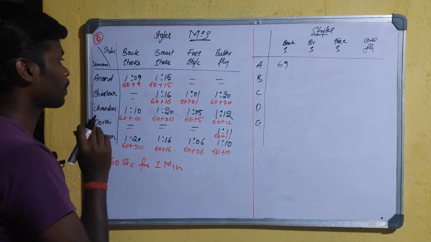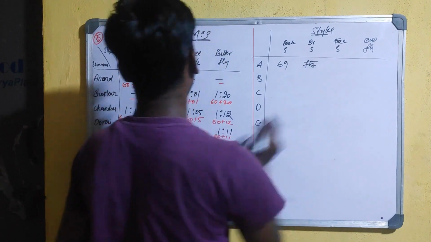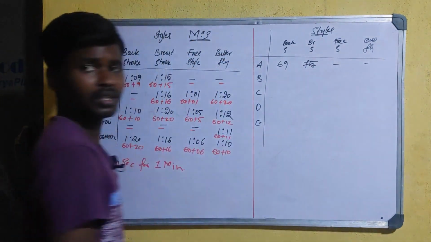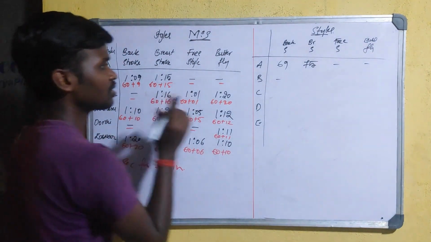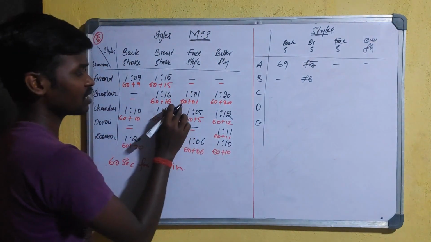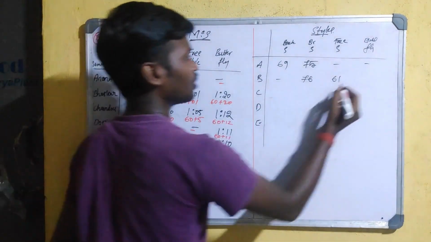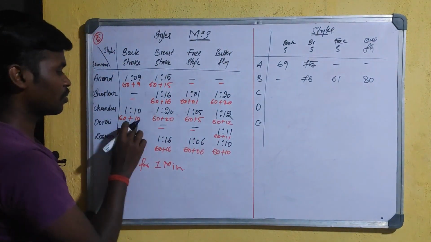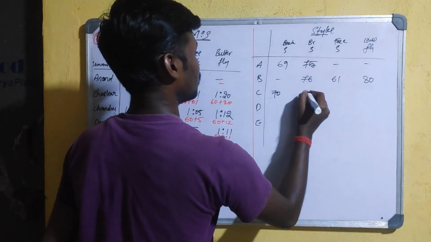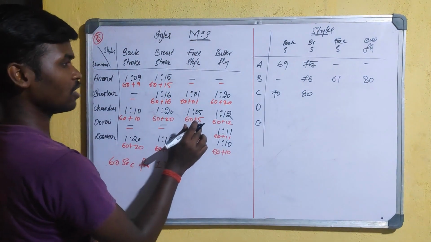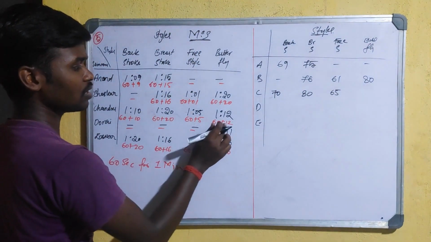69 seconds totally. Okay, next 60 plus 15, 60, 70, 75, so 75. Here we have to prohibit the cells. Next, see, next 60 plus 16, 60, 70, 76, so 76. Next 60 plus 1, 61 seconds. Next 60 plus 20, 60, 70, 80. Next 60 plus 10, 70. Next 60 plus 20, 80. Next 60 plus 5, 65. Next 60 plus 12, 60, 70, 72.